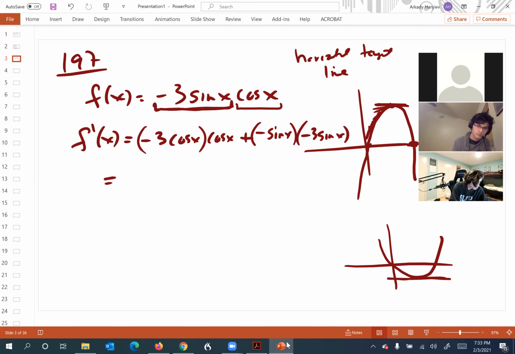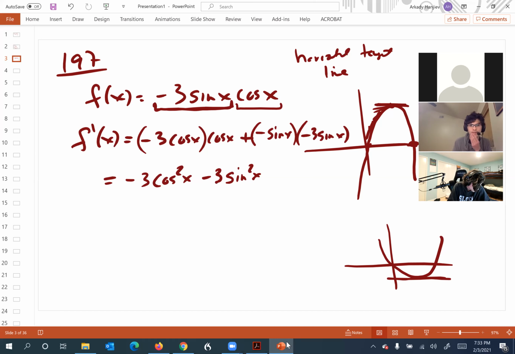All right, and simplifying this out, I got myself -3 cosine squared x. Let's see, plus, I think, is that right? No, minus. -3. I think it's sine x squared. You guys talk to me here. Are we good there?